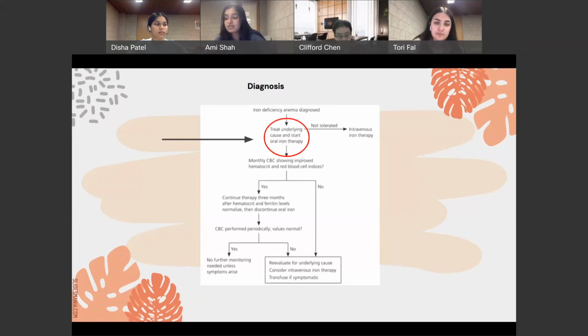And to check if treatment is working, there are various tests that could be used. As shown on this chart, one of the options is doing a monthly CBC, which should complete all the necessary tests needed to see if the patient has low iron.